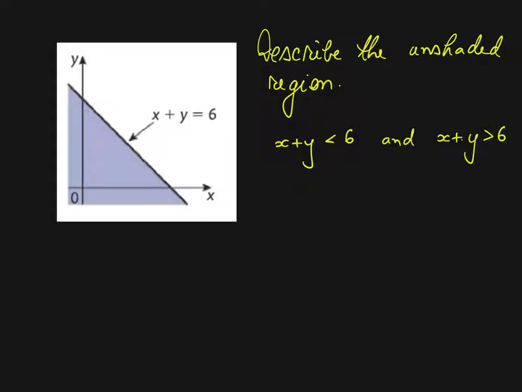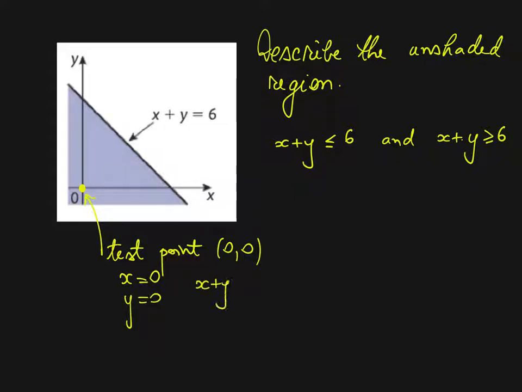Because the line is solid, then my region will be smaller or equal than, or bigger or equal than. To try this, I take a test point. So this one, because it's easier, (0, 0) is my test point. You can take any point that is not on the line. So for my test point, x equals 0, y equals 0.